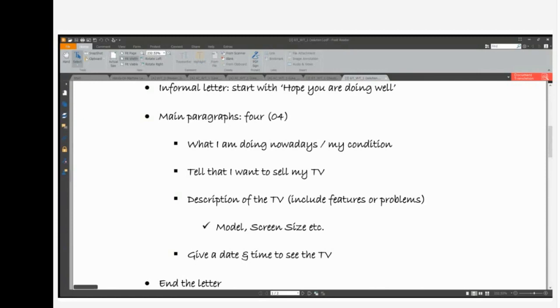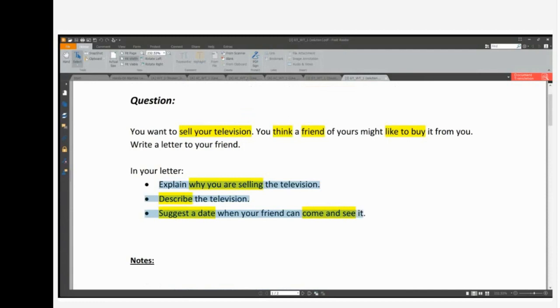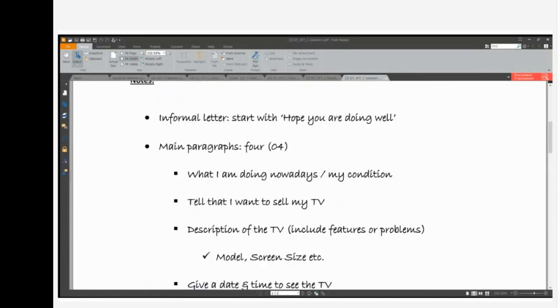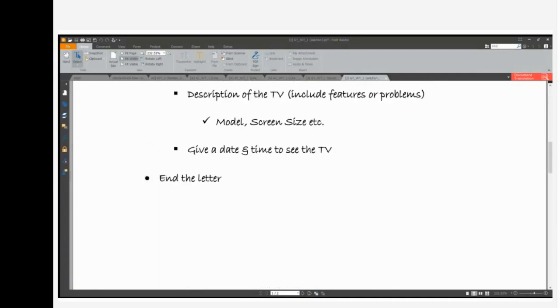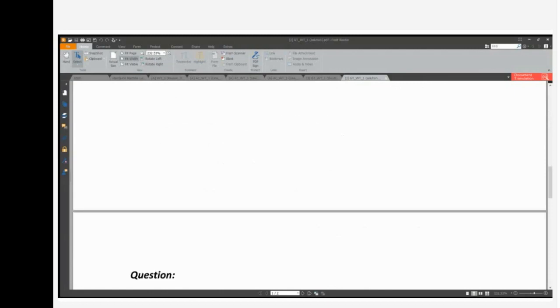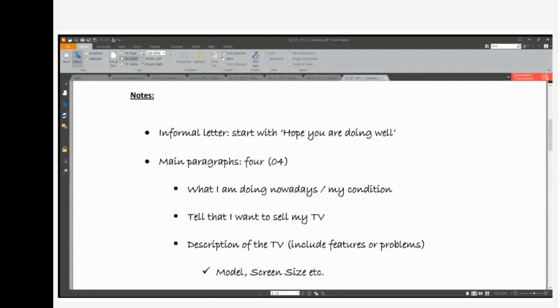So you need to give a date and time, obviously, to see the TV. All these things are going to satisfy the questions that are already asked here. So make sure that you answer according to the question and the keywords are actually satisfied in your letter. Then you just sign off the letter. So this is the planning, and now we start to write the letter.